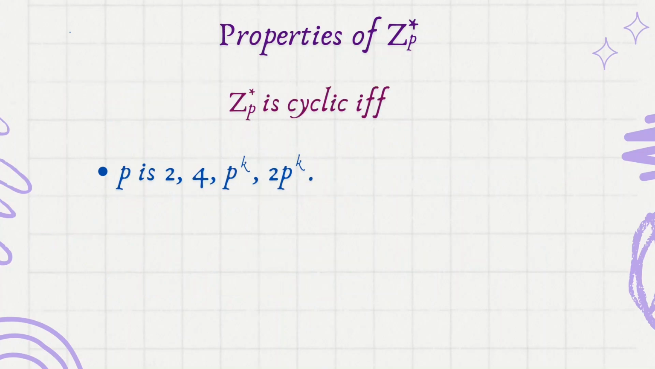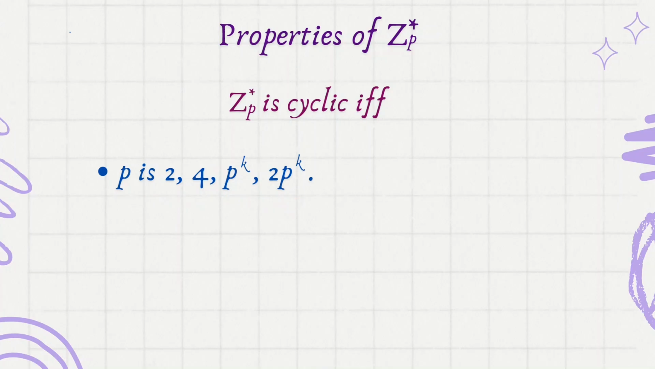Properties of Zn star, this would be. Zn star is cyclic if and only if n is either 2, 4, p to the power of k, or 2 times p to the power of k, where p is a prime number. So in our case, we're considering Zp star. So that is the third category, p to the power of k, where k is 1, so it's a prime number. But these are the other forms which are also cyclic, and anything else will not be cyclic.